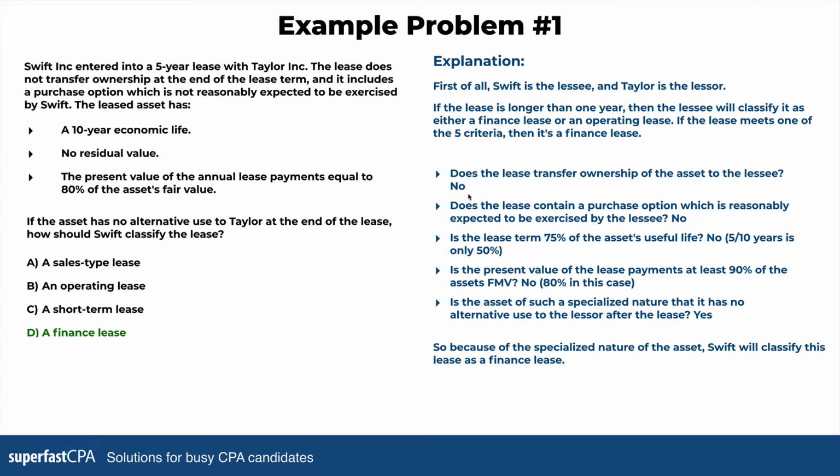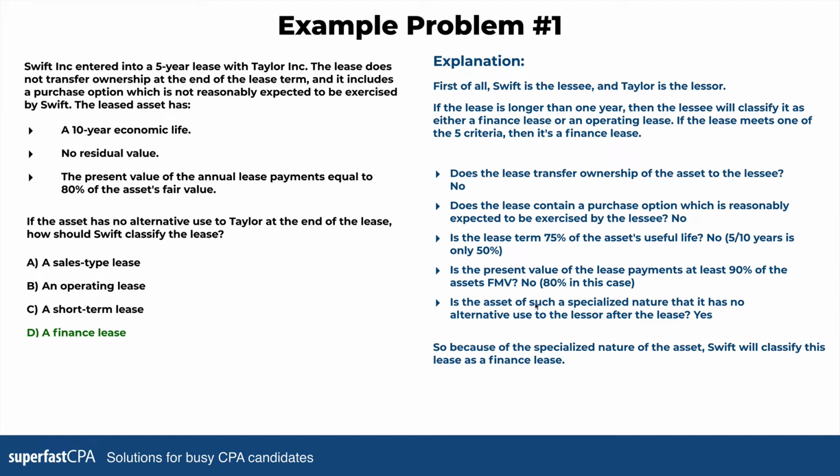So the 5 criteria: does the lease transfer ownership of the asset to the lessee? No, it does not. Does the lease contain a purchase option which is reasonably expected to be exercised by the lessee? We saw that the purchase option is included, but it's not reasonably expected to be exercised, so no. Is the lease term 75% of the asset's useful life? No, it's 5 out of 10. Is the present value of the lease payments at least 90% of the asset's fair market value? No, we know that that is 80% of the asset's fair value. So we're all no's so far.